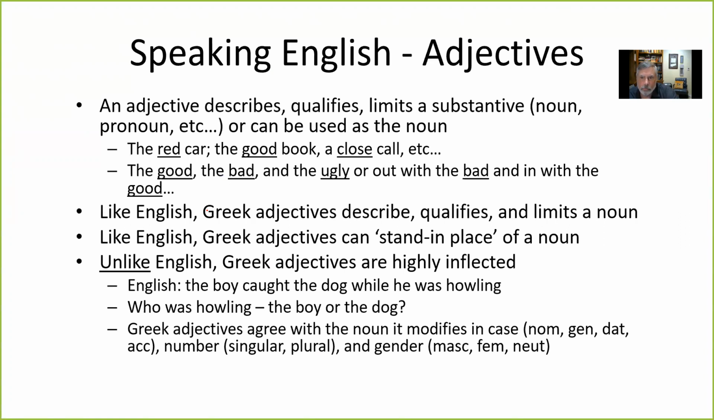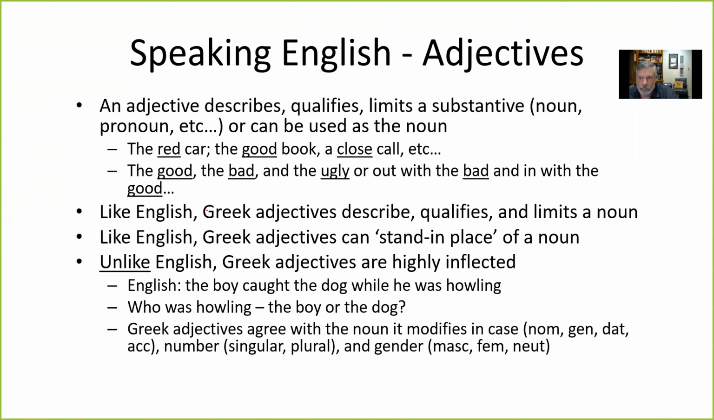Or you can have where the adjective can function as a substantive or as a noun itself, such as "the good, the bad, and the ugly," or "out with the bad and in with the good." Good, bad, and ugly are adjectives, but the adjective here in each case is functioning as a noun, as a substantive. Like English, a Greek adjective describes or qualifies and limits the noun that it agrees with. Like English, Greek adjectives can stand in place of a noun, can function as a noun.